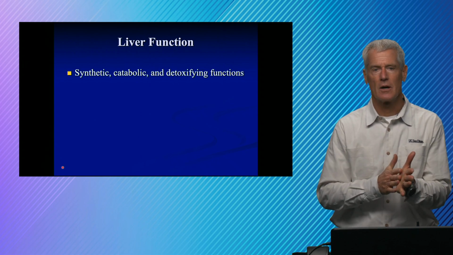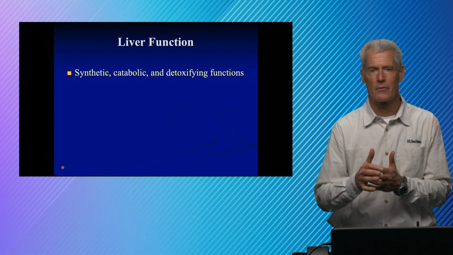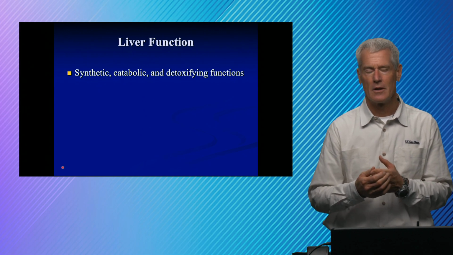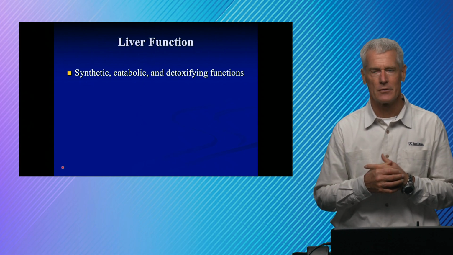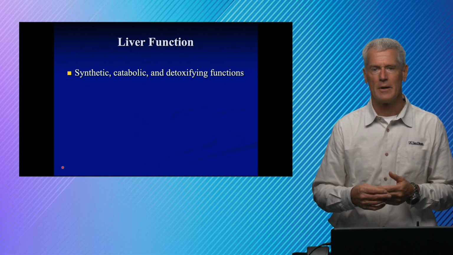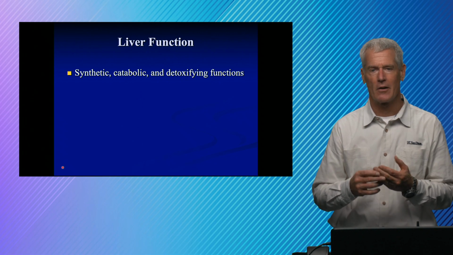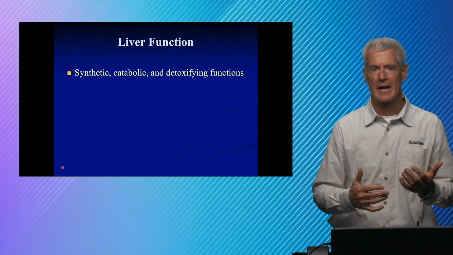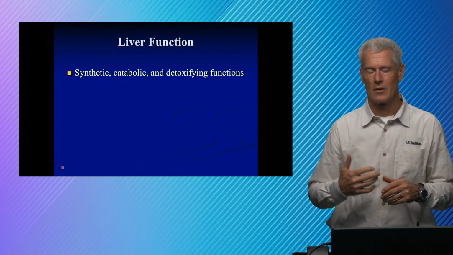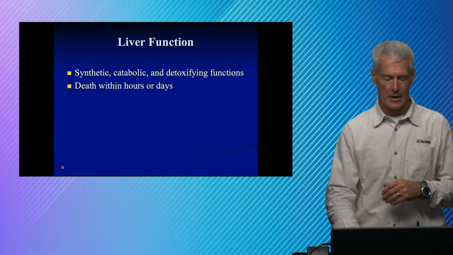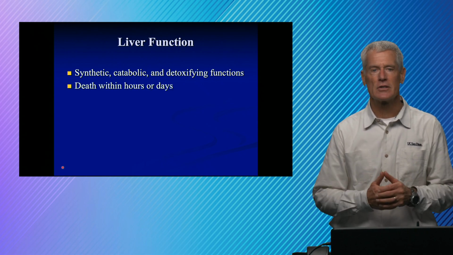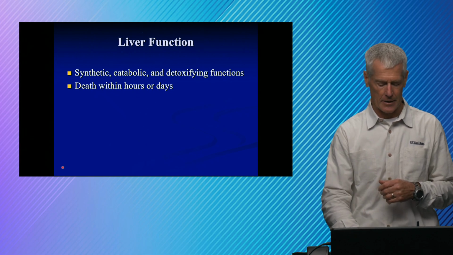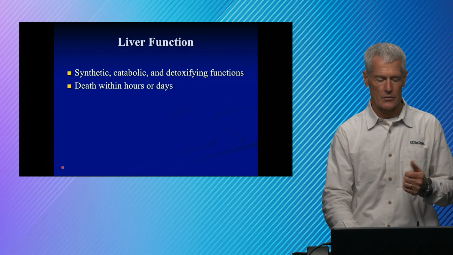Liver function: the liver is really a very powerful organ. It synthesizes pretty much all your proteins, everything except for immunoglobulins. So albumin, coagulation factors, transferrin, binding globulins, etc. are synthesized in the liver. It has important catabolic functions, so it's breaking down things. It's important in detoxification. If your liver is not functioning, essentially you die within hours or days, depending on how poorly your liver is functioning.